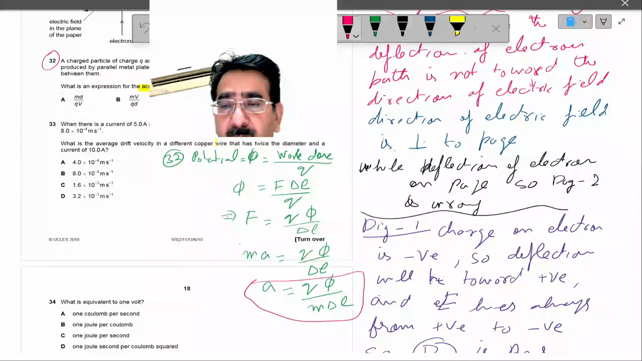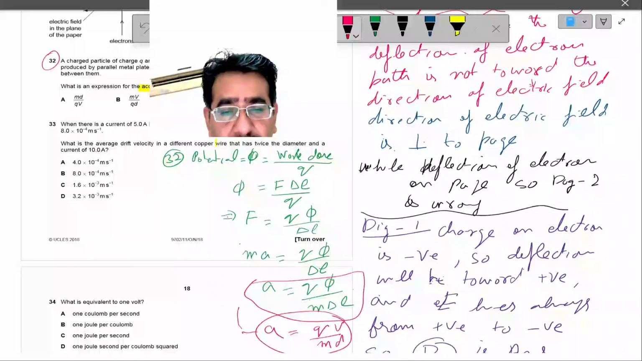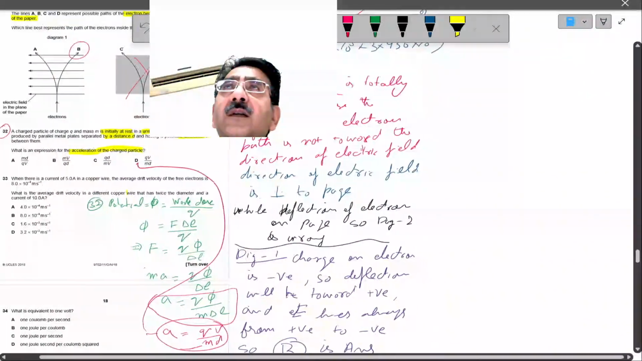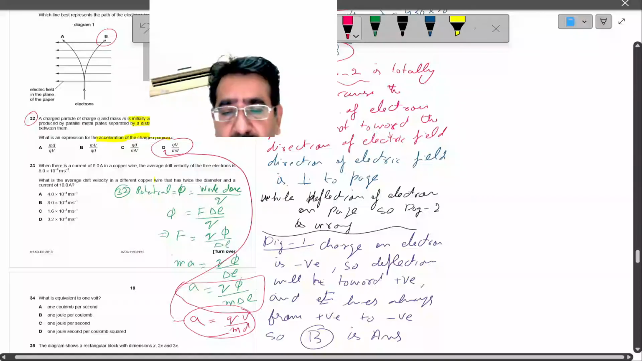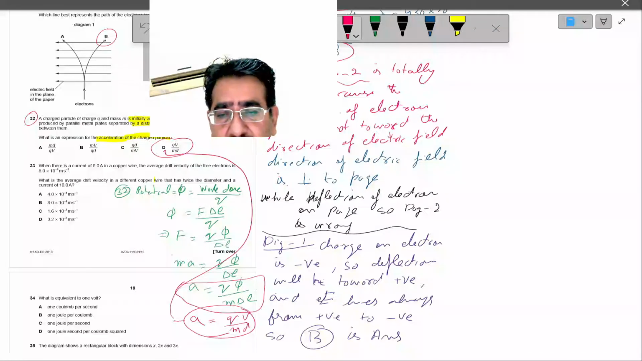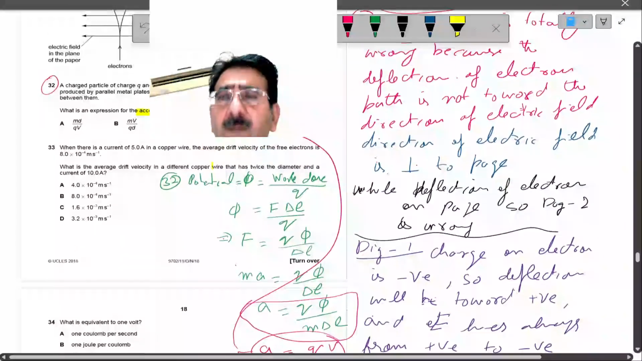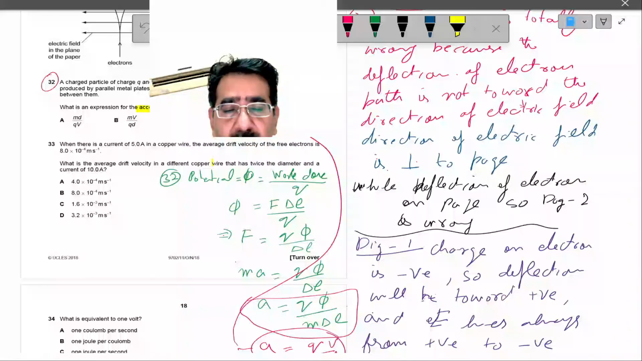So by putting all these values, phi is represented by V in the above expression, with mass and D. So this will be the answer. Okay. D, this will be the answer, because QV over mD. Yes, that is. Okay. Now we move toward the question number 33. This was about the question number 32.